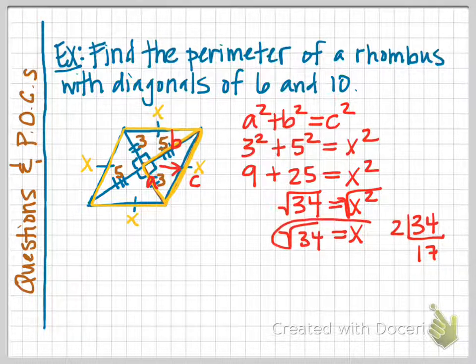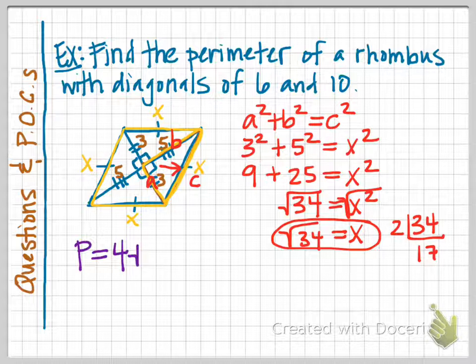So this is the length of one side of our rhombus. Now we need to go ahead and find the perimeter. So since all 4 sides are the same, we're going to do 4 times this amount, 4 times the square root of 34. Since 4 is outside of the square root symbol and 34 is inside, we leave it just like that. So the perimeter is 4 square root of 34 units.